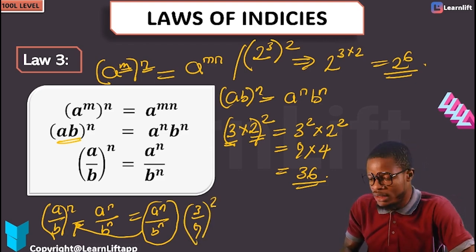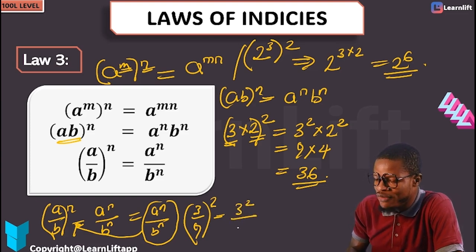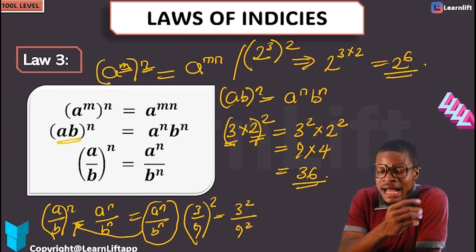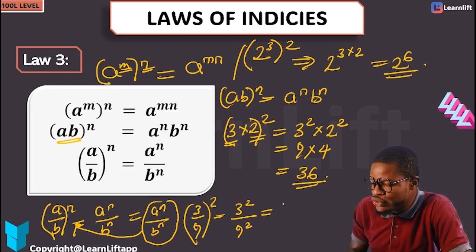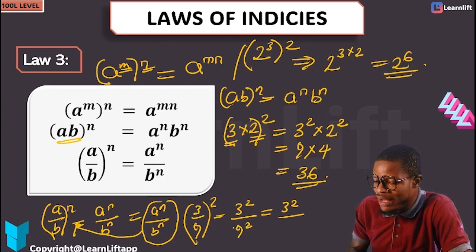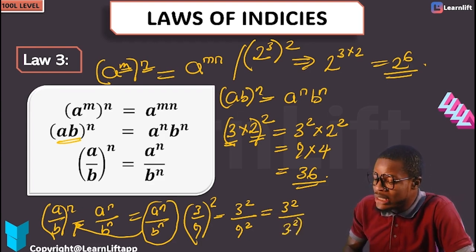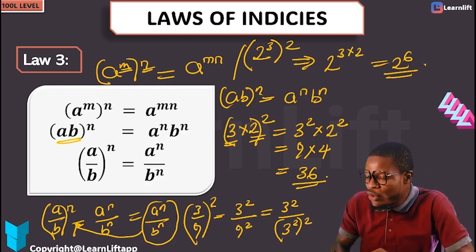Very fast, break it for me. This is the same thing as your 3 raised to the power of 2 all over your 9 raised to the power of 2. Oh yes. And don't forget that this here is going to give us nothing but your 3 raised to the power of 2 all over, what's your 9? 9 first is same thing as 3 raised to the power of 2, then raised to another power of 2. Are you seeing me? So what are we going to have?